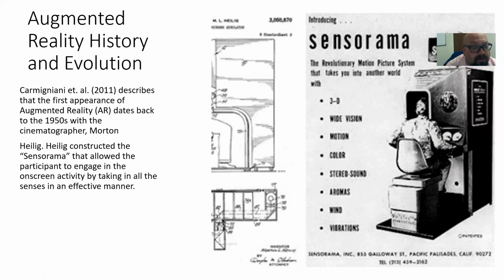Carnegie and others in 2011 conducted a research study that describes the first appearance of augmented reality dates back to the 1950s, with the cinematographer Morton Heilig. Heilig constructed the Sensorama that allowed participants to engage in the on-screen activity by taking in all the senses in an effective manner. So I included also a picture right here for you all to see about how Sensorama includes the first inclinations of augmented reality by trying to involve all the senses in a movie type situation.